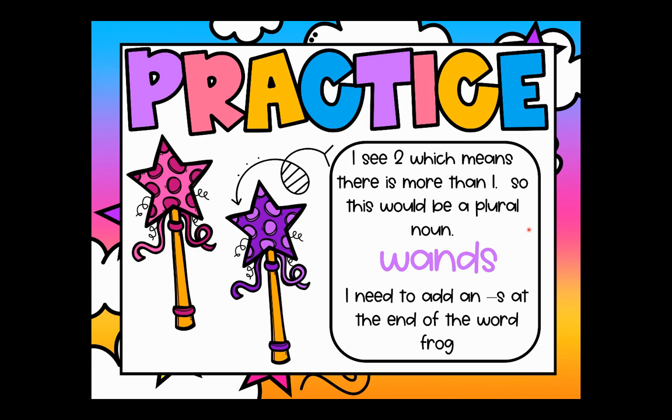Finally, I see 2. And that tells me, it's plural, not singular. There's more than one. So I again need to add an S at the end of the word wand to make it wands because there is more than one. So remember, when you are working with nouns, if you see more than one, you're going to add an S or an ES at the end of it.